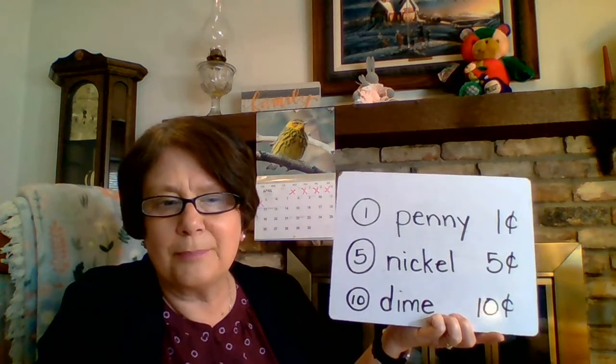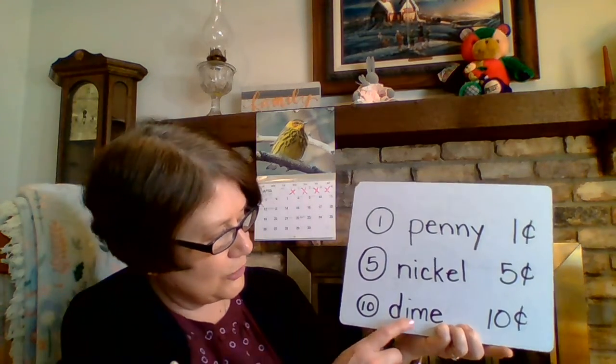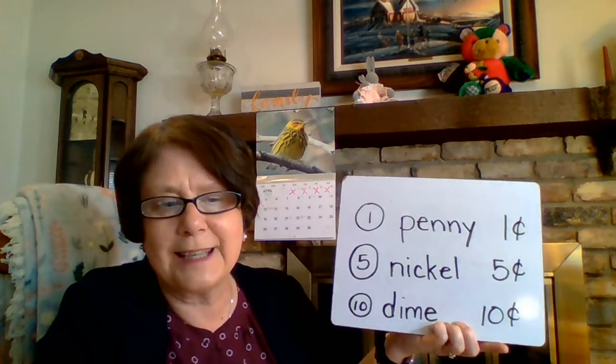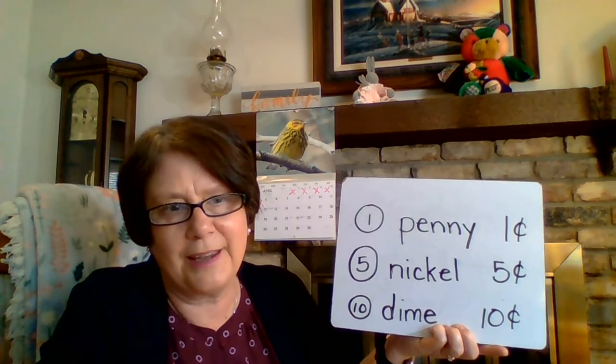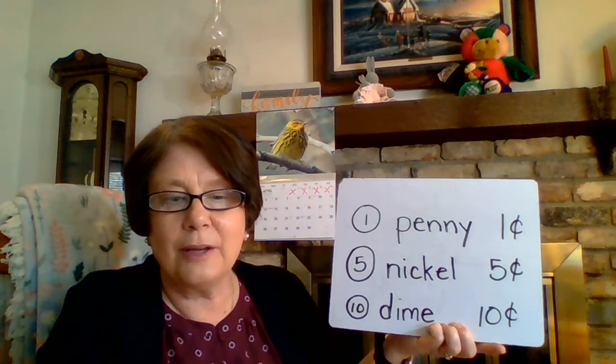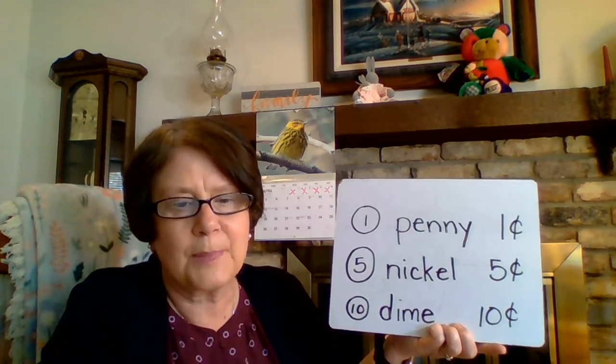Then we have the dime. The dime has President Roosevelt on it. Here's the word dime, and it is worth 10 cents. So these are the coins that I want you to study today and kind of figure out what they look like. In your book, they have pictures of them.